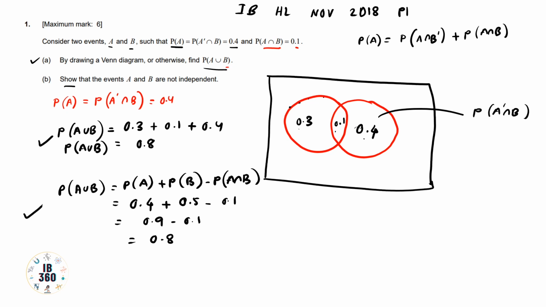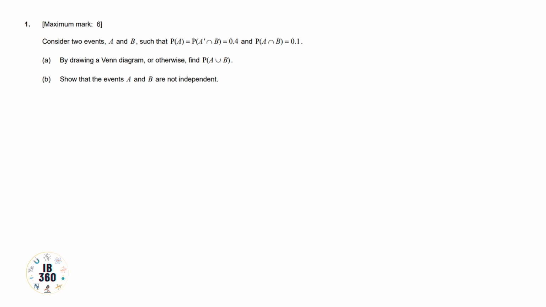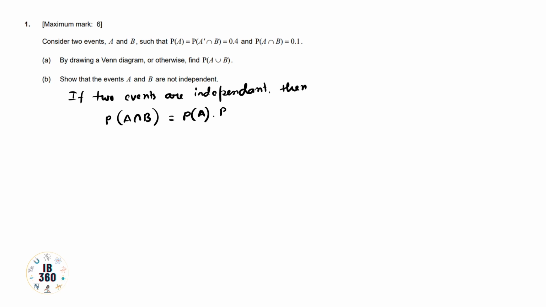Now the second problem: show that the events A and B are not independent. So if two events are independent, then P of A intersection B must be equal to P of A into P of B. Now you will check all this. P of A intersection B is given as 0.1. Now P of A and P of B, we will check that.